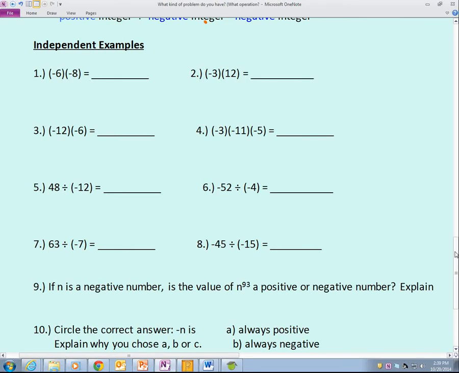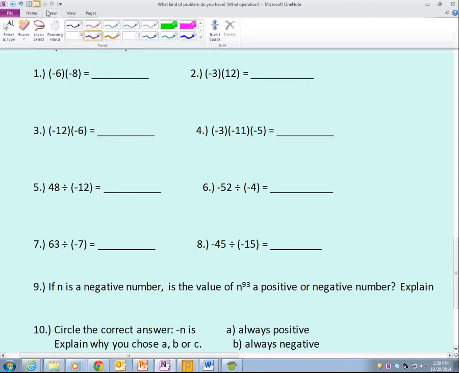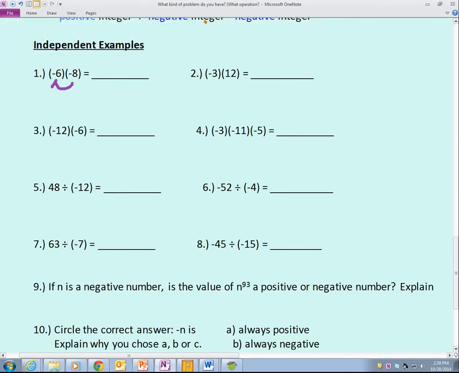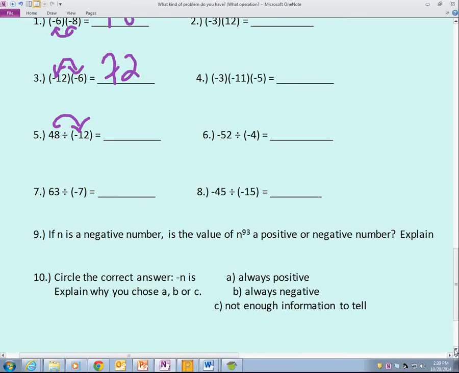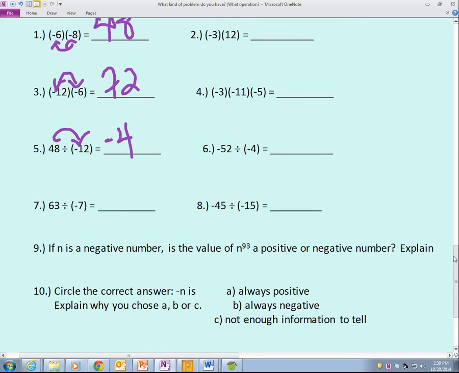All right. Number 5, well, I'll say this real quick. For these, this is a negative times a negative, which means it's going to be a positive 48. This one here is a negative times a negative, which makes it a positive 72. This one here is a negative divided by a positive, which makes this a negative 4. Oh, come on. I'm always so close. Okay.